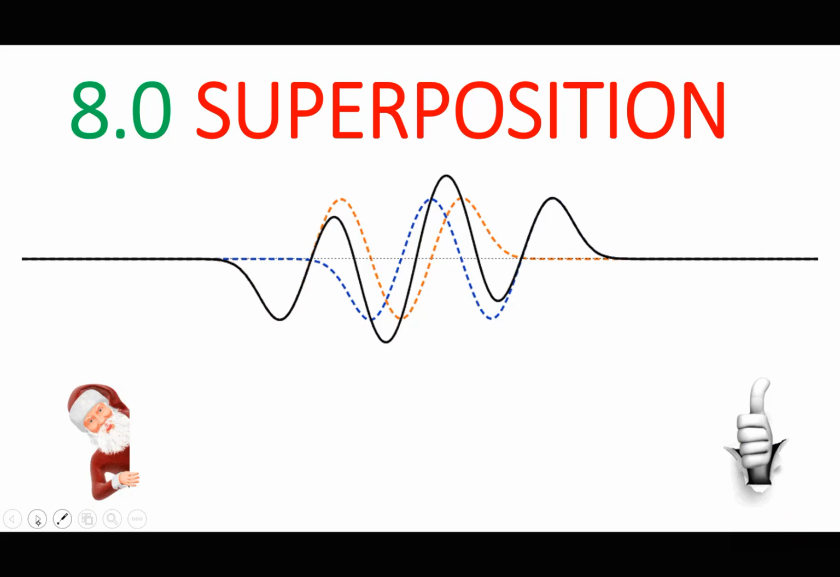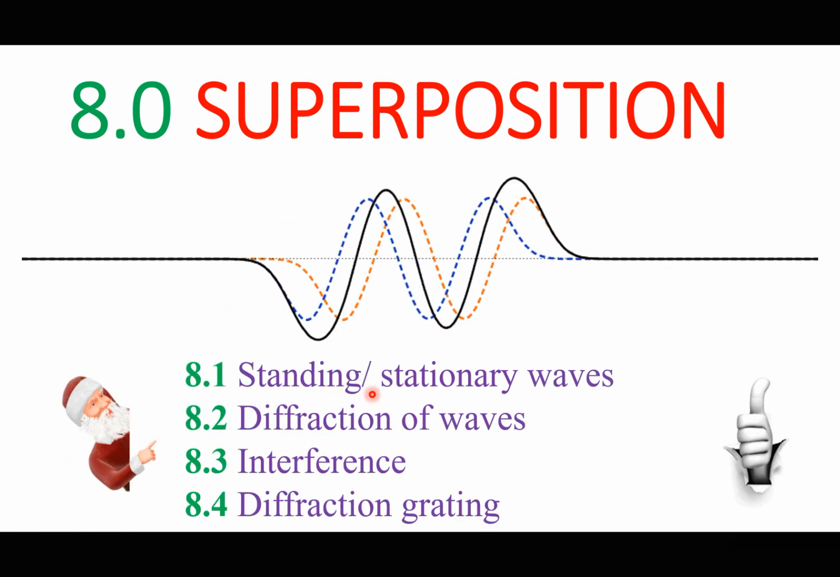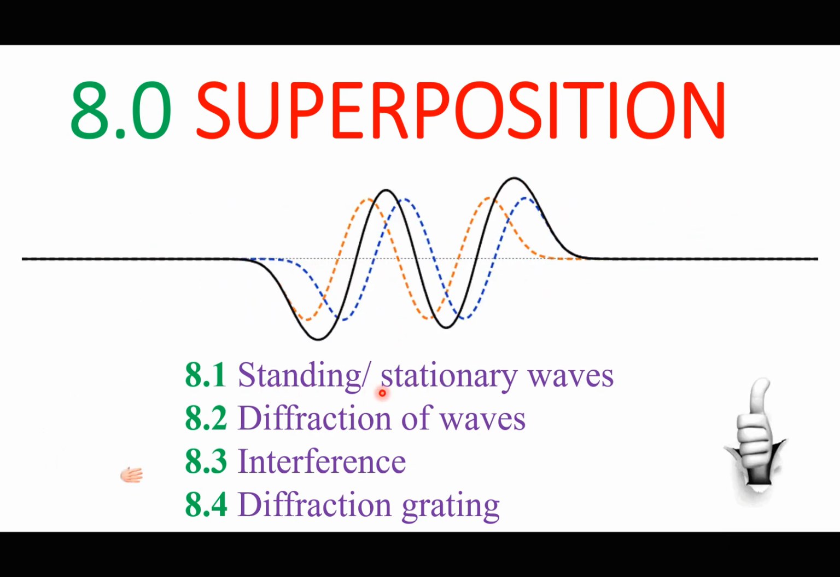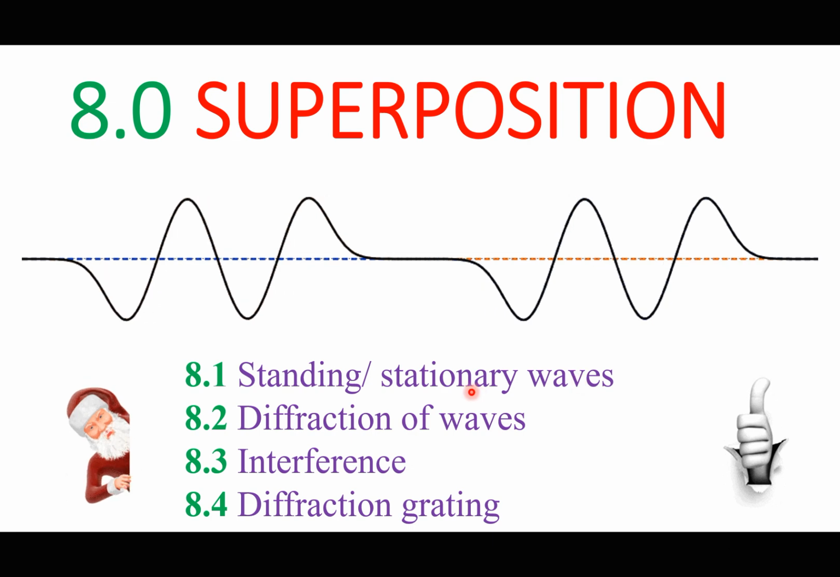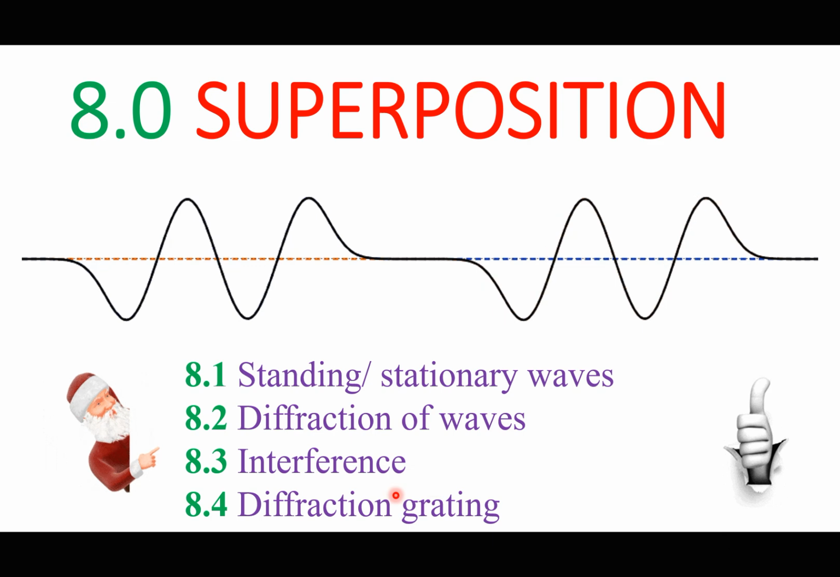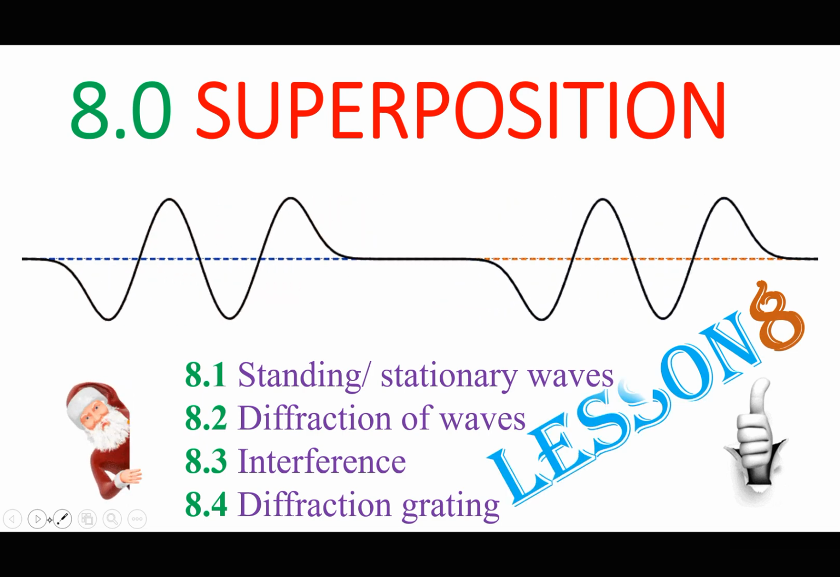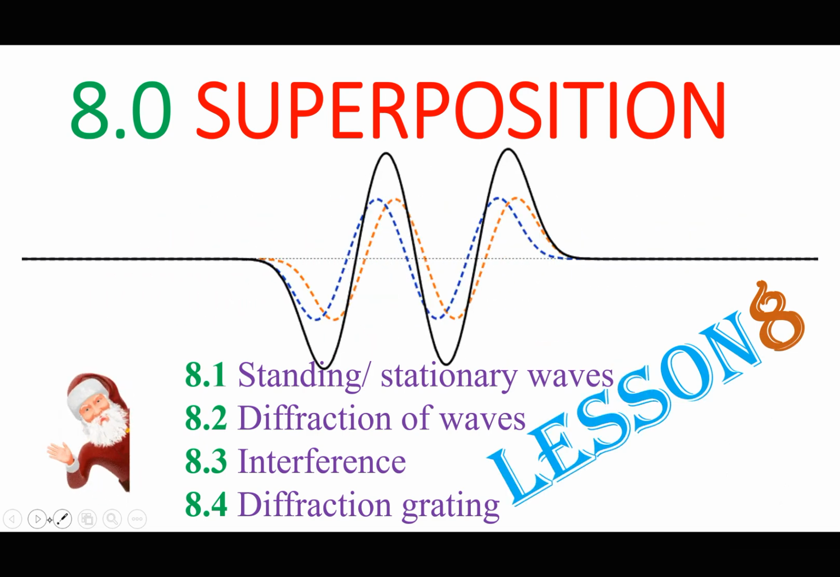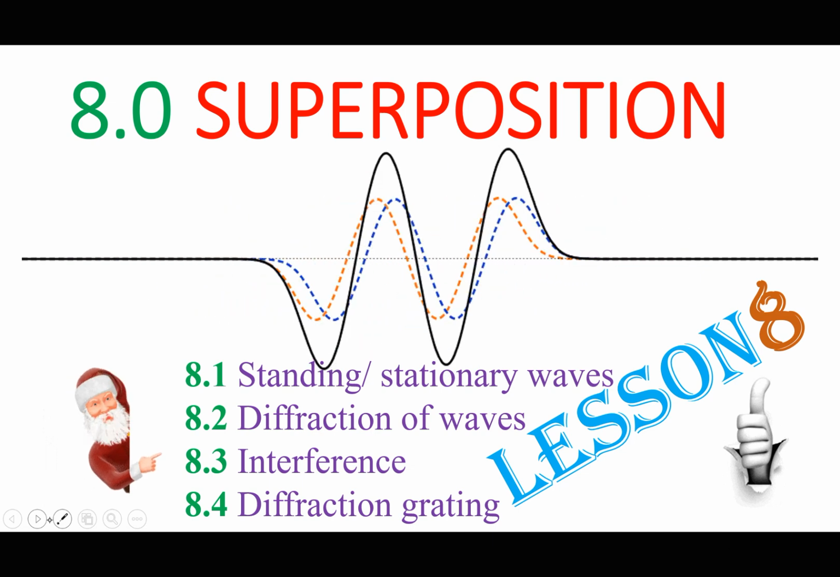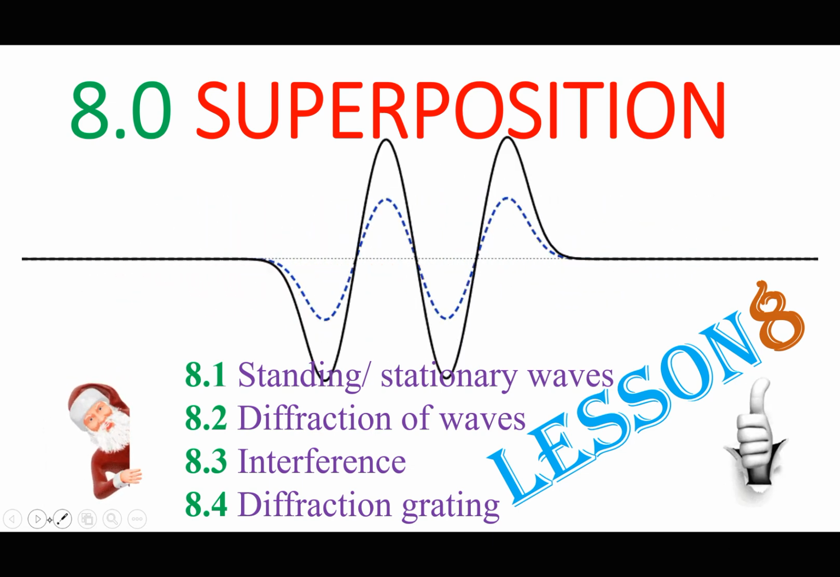So let's talk about superposition. In superposition, we shall study four important areas: standing or stationary waves, diffraction of waves, interference, and then the diffraction grating. When those four areas are covered, we shall be completely done with waves and superposition. So without wasting time, let's go to the first part, which is standing or stationary waves.